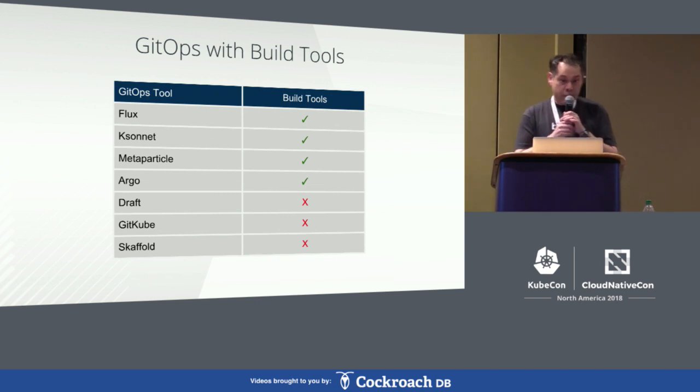As for the GitOps tools that you can use together with the build tools, they are pretty much the ones that don't have any dependency on building any container. The top 4 tools can be used with any of these build tools: Flux, KSonnet, Metaparticle, and Argo. The bottom 3, Draft, Gitkube, and Skaffold, you cannot use with these container build tools, because they already build the container in.